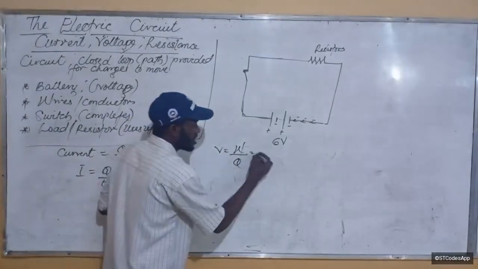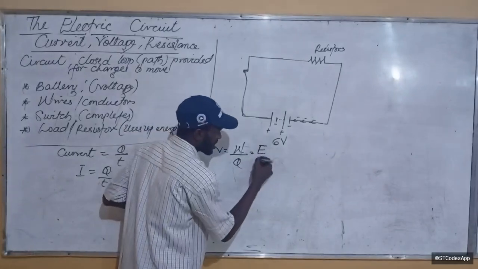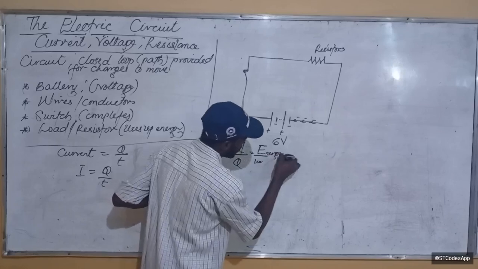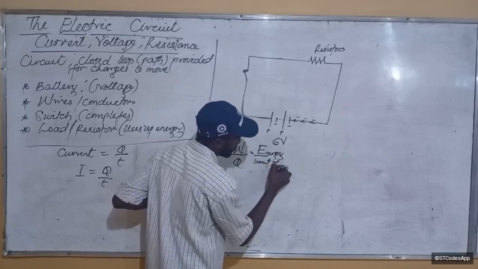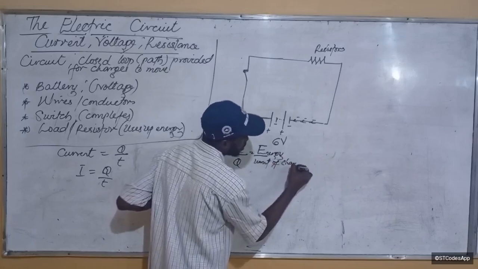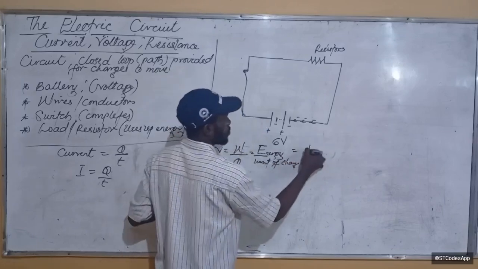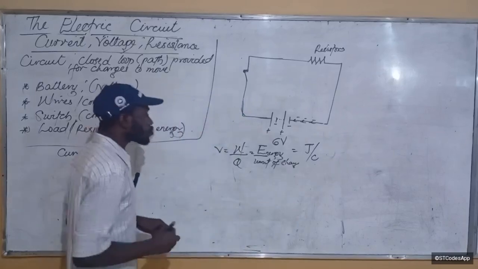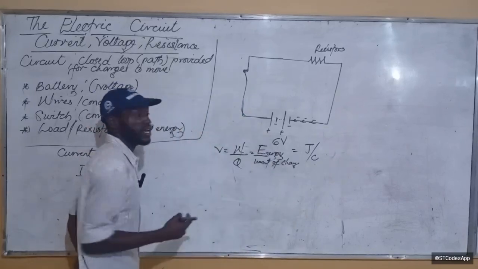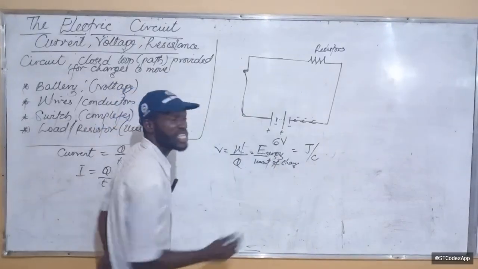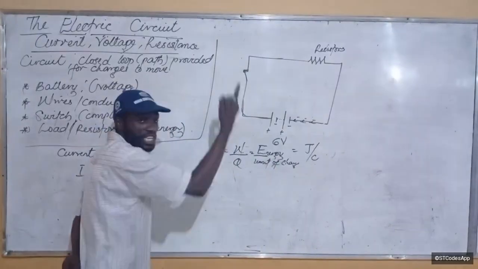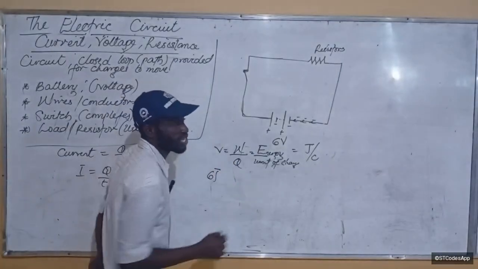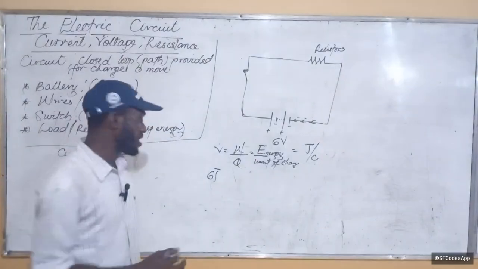Remember that voltage is work done per Q, right? That is energy that is given to each unit of charge. Energy that each unit of charge has. That's why voltage is also measured in joules per coulomb. Okay, so what this means, a 6 volt battery, means that each charge here will get 6 joules of energy per unit charge. Is that correct?